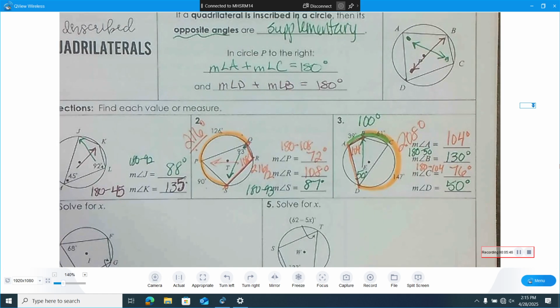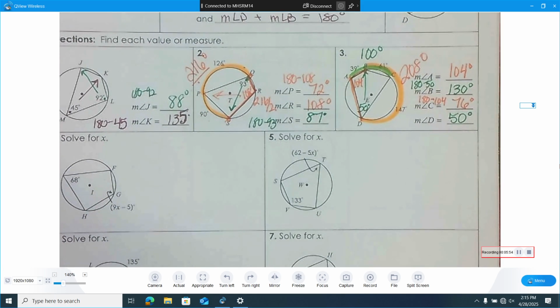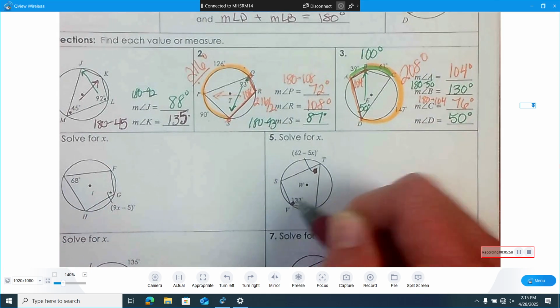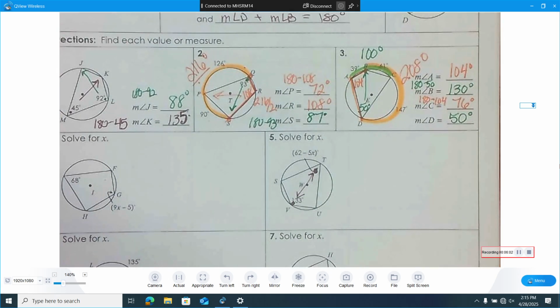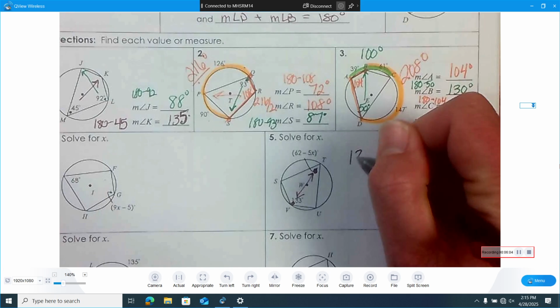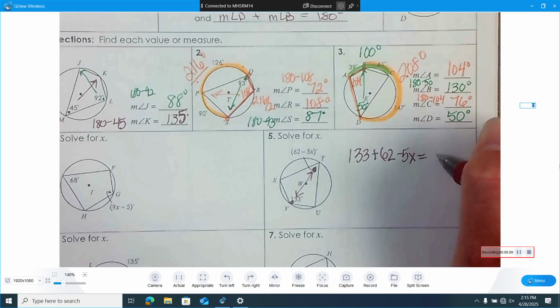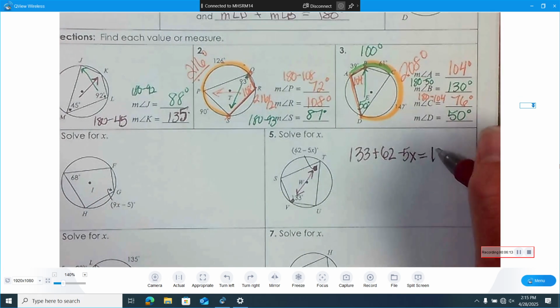All right. We're going to do 5, 6, and 8, and then we're done. Let's look at number 5. We have information about angle T and angle V. What equation can we write? 133 plus 62 minus 5x equals 180. Good. 133 plus the 62 minus 5x equals 180 degrees.